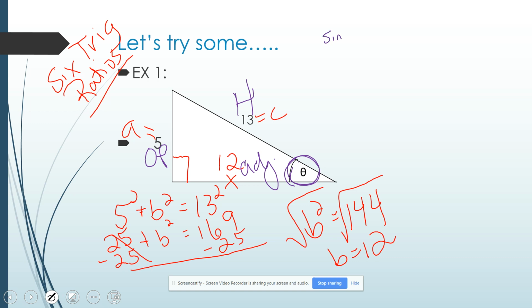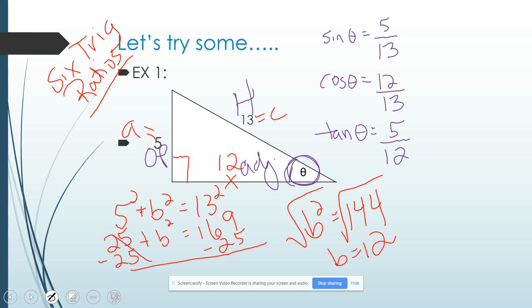So I can start with sine theta is opposite over hypotenuse. 5 over 13, I can't reduce it, so we're good, we leave it alone. Cosine theta is adjacent over hypotenuse. 12 over 13, that can't be reduced. And then the tangent of theta is opposite over adjacent. Again, 5 over 12 cannot be reduced, so that's good.